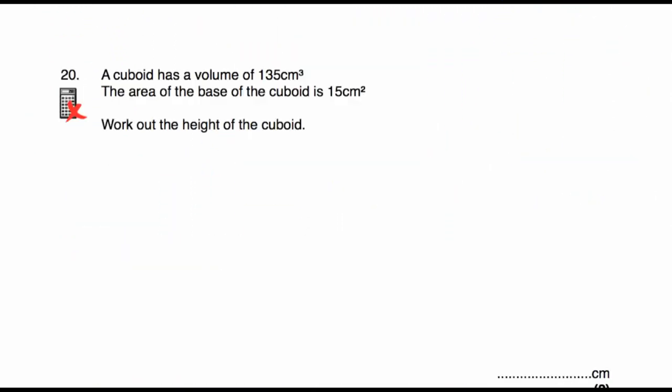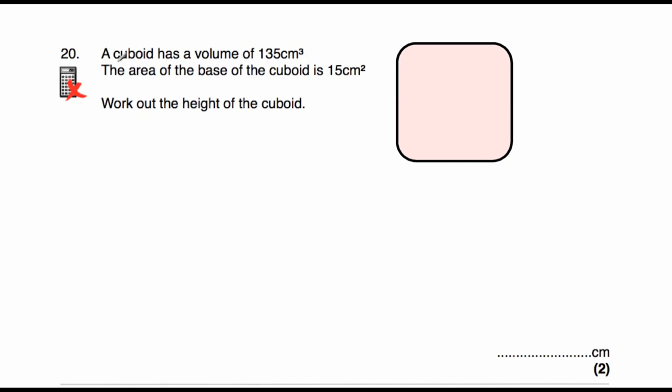So question number 20. Question number 20 says a cuboid has a volume of 135 centimetres cubed. So whenever we do the length times the width times the height, we've got an answer of 135 centimetres cubed.